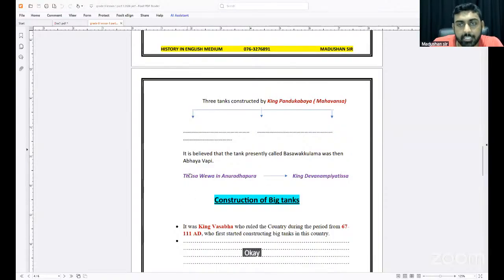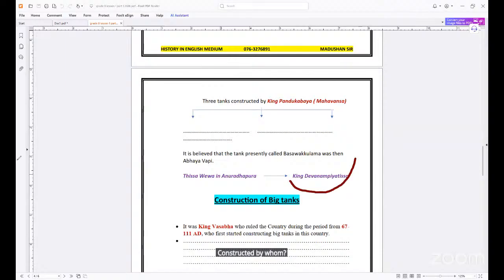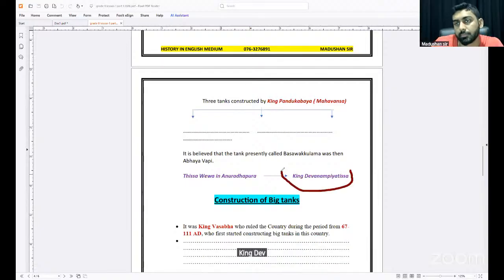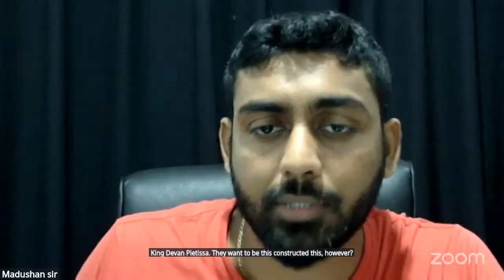Okay, then the Tissawewa in Anuradhapura, constructed by whom? King Devanampiya Tissa. King Devanampiya Tissa constructed Tissawewa.